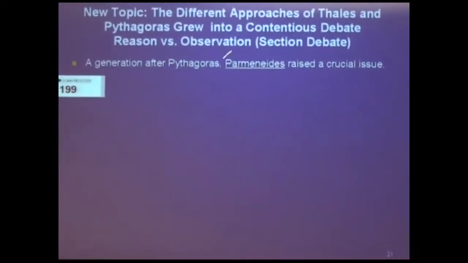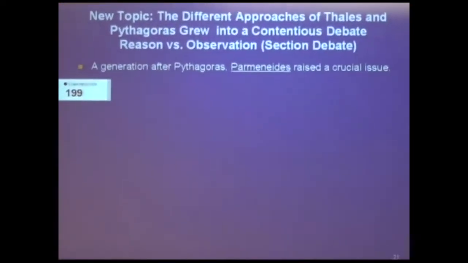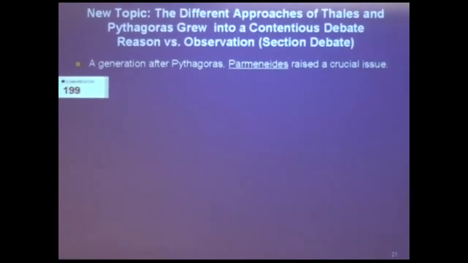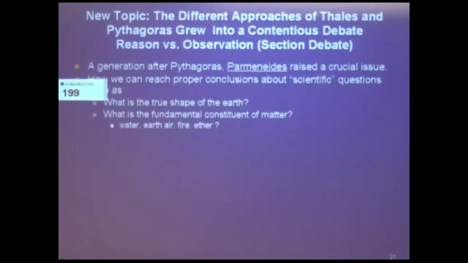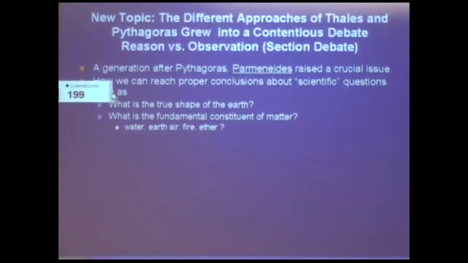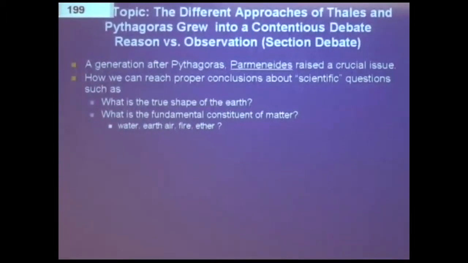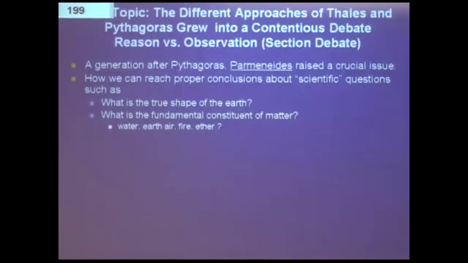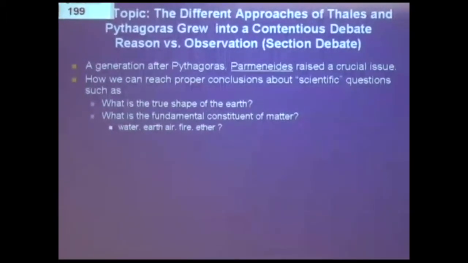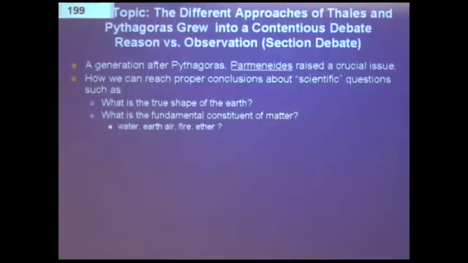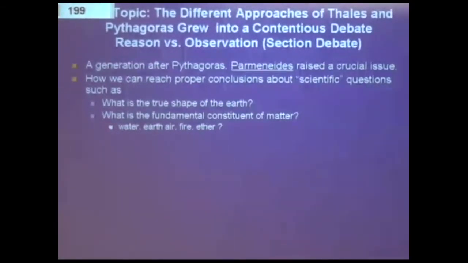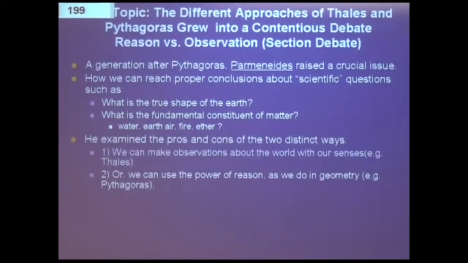A generation after Pythagoras, another philosopher by the name of Parmenides raised an important issue which reflects on this concern as to how can we reach proper conclusions about nature? How can we come to scientific understanding about important questions like what is the correct shape of the earth? Is it round? Is it flat? And what are really the constituents of matter, these elements? Are these really the elements or is it something else?